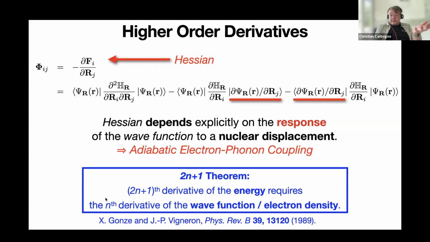So, for instance, if you have the zero derivative of the wave function, so just the basic wave function, you get obviously the energy and then the first derivative, that is the forces. If you have the first derivative of the wave function, you then get also the second and third derivative of the energy. And this is how you can do that.